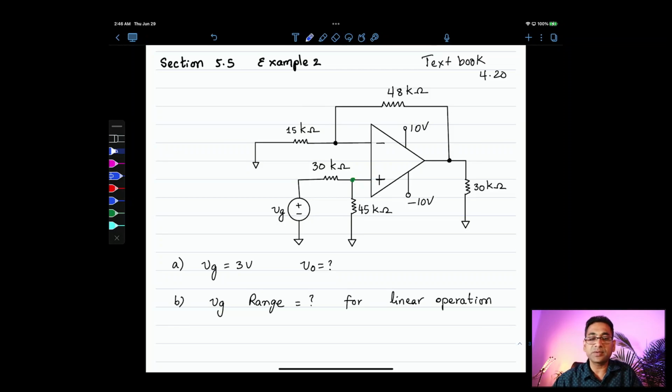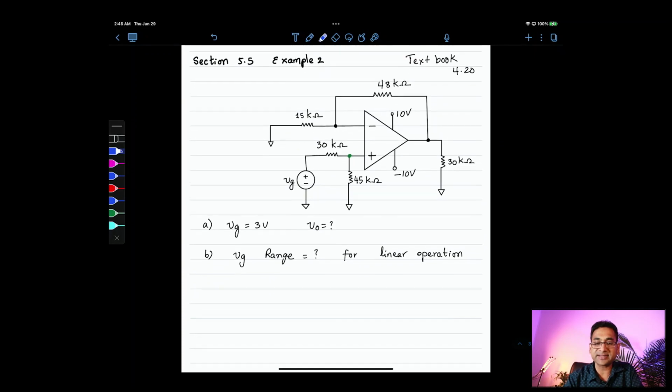Alright, let's do the next problem. It is still in section 5.5. It is a non-inverting configuration again, because if you look at it, the input is at the positive terminal, or the non-inverting terminal. Then of course there is this negative feedback configuration. The output is tied back into the negative input of the operational amplifier. So let's begin by working on this.